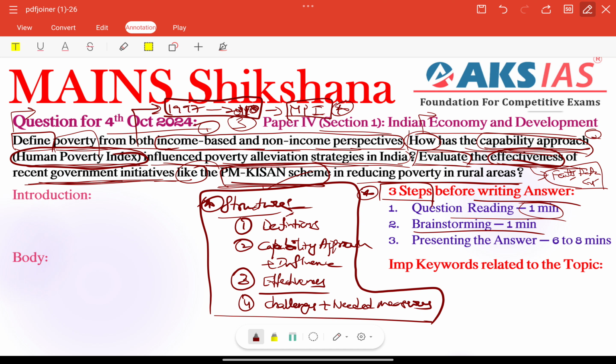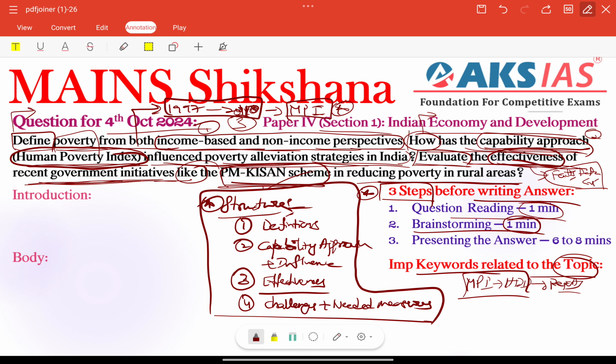The second important step is we need to recall important keywords related to our topic, a brainstorming session within 1 minute here, right? So what are the important topics here? Already we have included the human poverty index, right? MPI, and also HDI related reports need to be included here, very important, right?